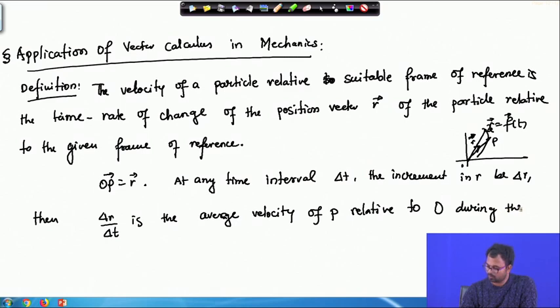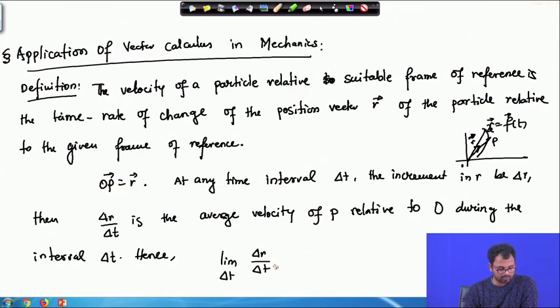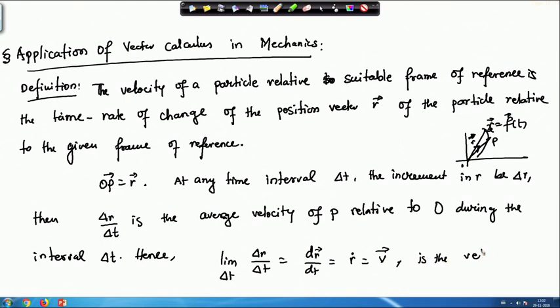during the interval delta t, and hence limit delta t goes to 0, delta r by delta t is equal to dr dt is equal to r dot, is called the velocity of the particle p or of the point p at that instant. It is also called the instantaneous velocity of p.